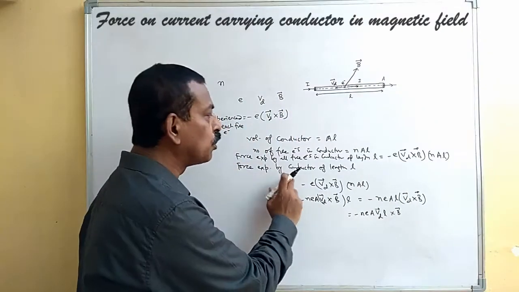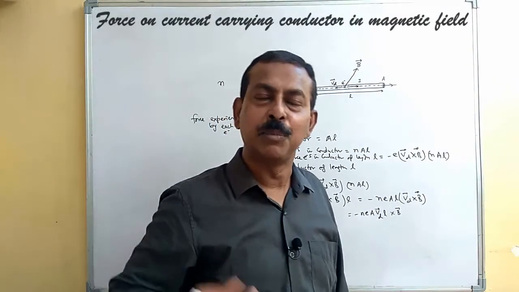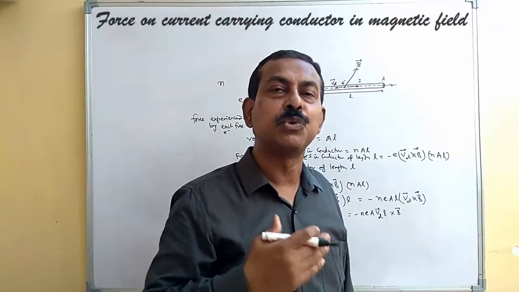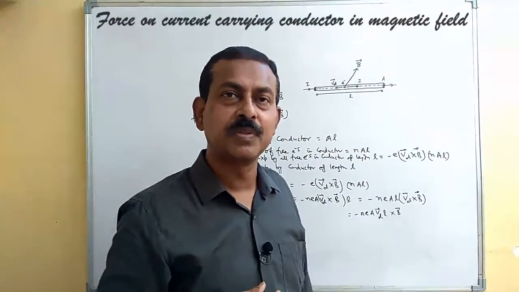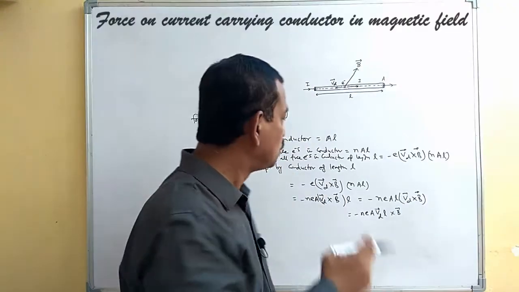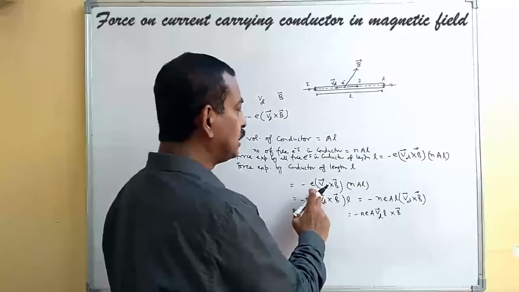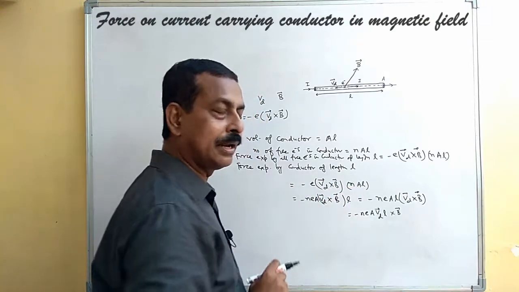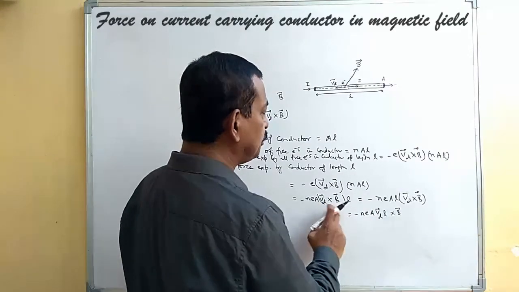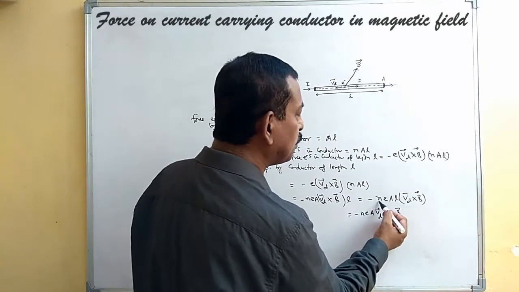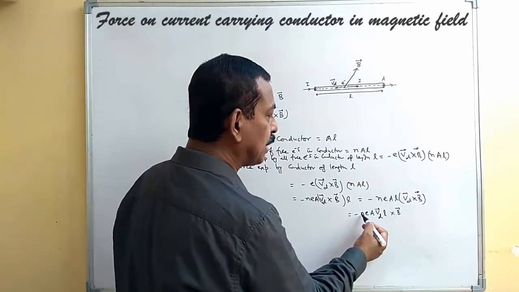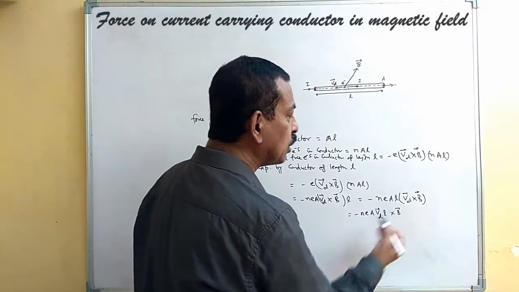And this is also the force experienced by the conductor of length L, because whatever force the free electrons of the conductor experience, the same force will be experienced by the conductor also, because the conductor has those free electrons inside it. So it is minus e Vd cross B nAL. Now this can be written as minus nAe L Vd cross B. Suppose we write this as minus n e A Vd into L cross B.